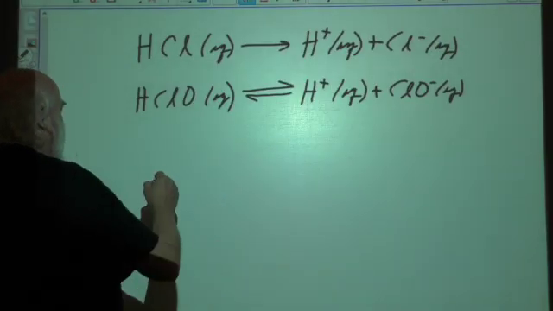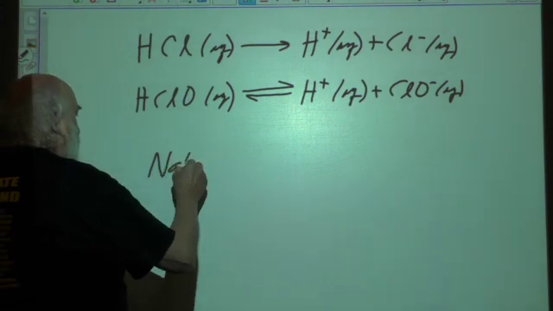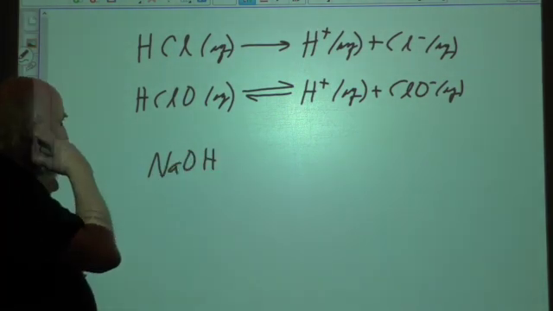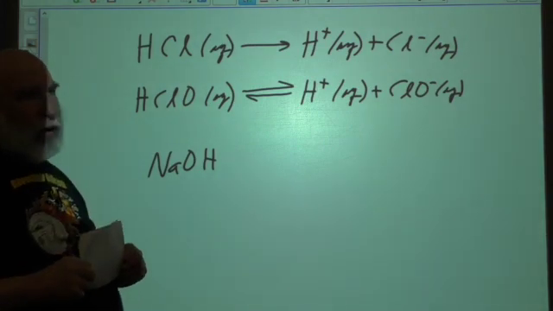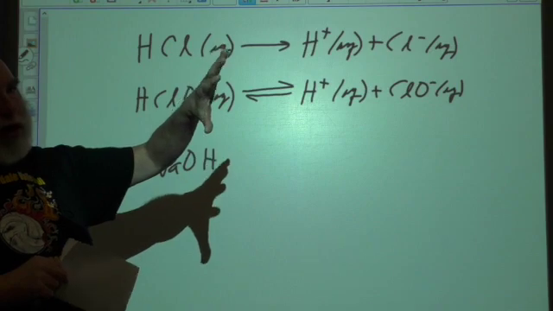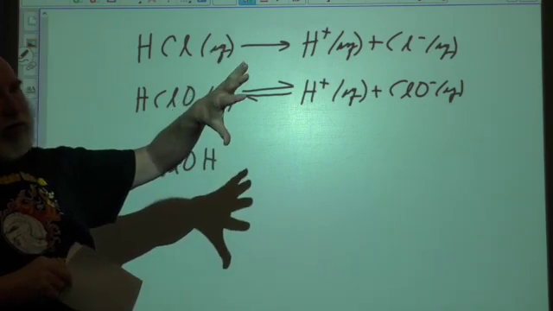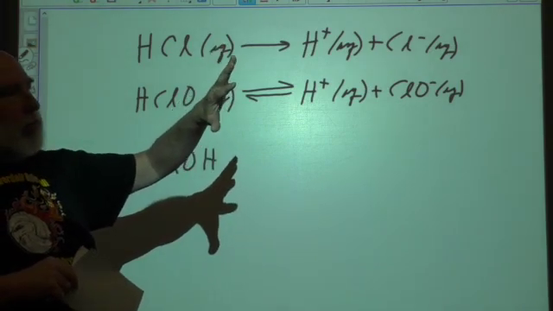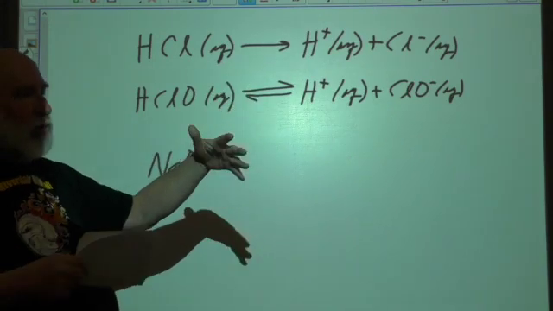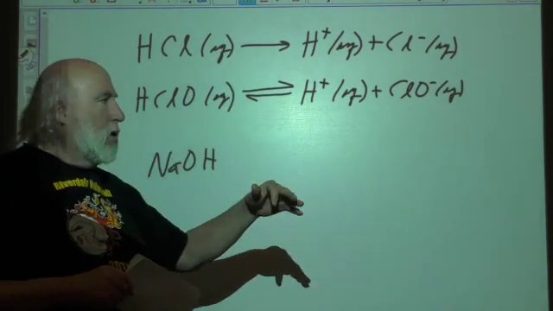Bases do the same thing. NaOH is considered a strong base. The strong bases are the 5 metals in the left-hand column: lithium, sodium, potassium, cesium, rubidium. Francium, if you want to include that, that's fine, but it's man-made.